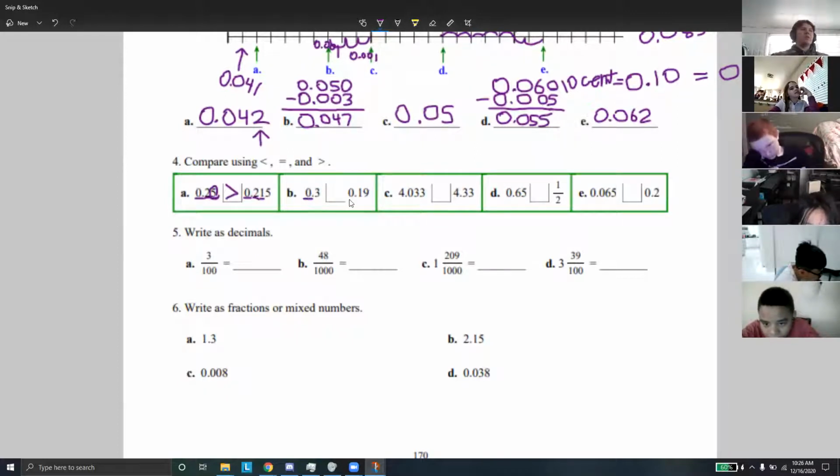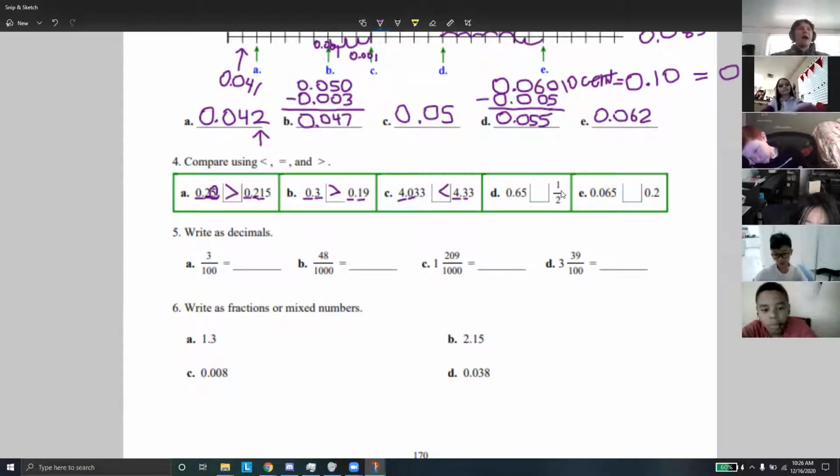Okay, what about this? Ones places are the same. Tenths place? Oh, 3/10 is bigger than 1/10. 3/10 is bigger. What about this? 4? Oh, they're the same. Okay, 0/10. Oh, 3/10 is bigger than 0/10. So 4.33 or 4.3300 is bigger.